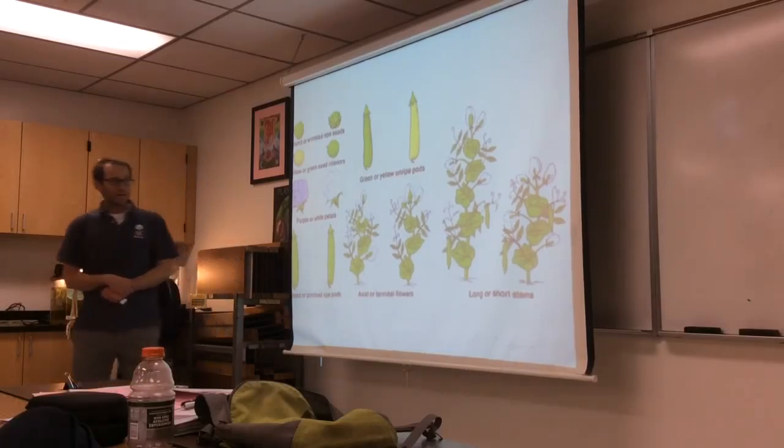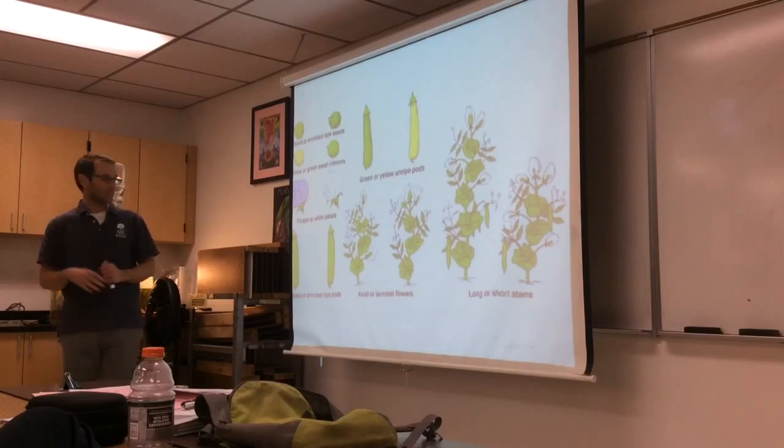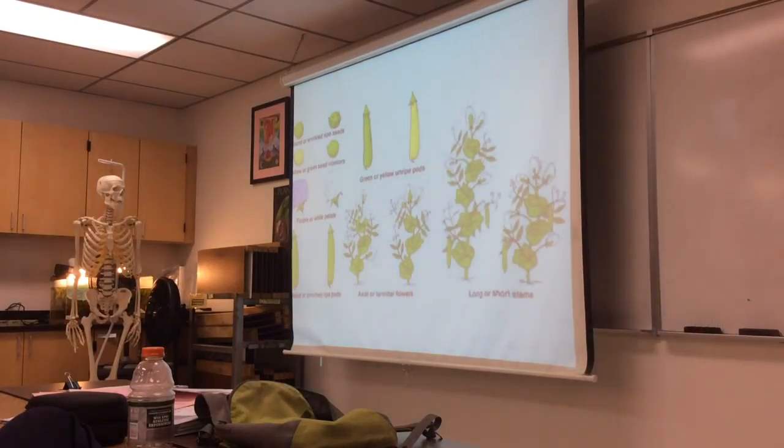So what he did is he did these crosses, and he counted the total number in that last generation of individuals that were purple and white, yellow and green, round or wrinkled, and so on. And this is the data that he got. And you can tell me if you see any patterns to this.